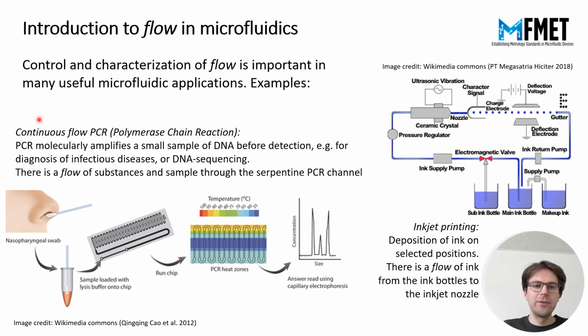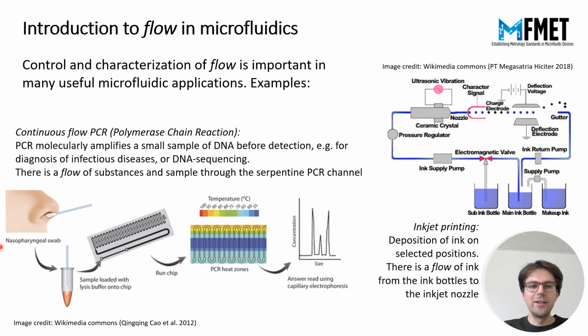Now another example is here on the left, and that is continuous flow PCR, where PCR stands for polymerase chain reaction. This is a method that is very useful for diagnosis of infectious diseases and DNA sequencing. You might actually be familiar with some aspects of this method if you lived through the COVID-19 pandemic. For example, here there's an image showing a cotton swab taking a sample from a nose.